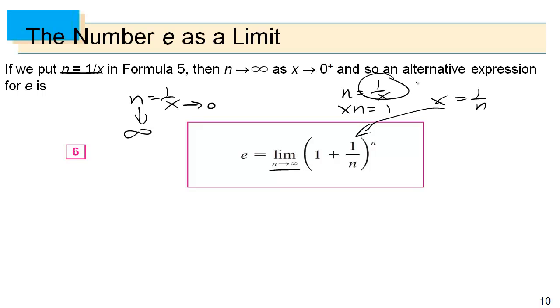And then of course it was raised to the 1, right, because originally it was 1 plus x. And then the original power was 1 over x, which now just equals n. So all we did was some algebraic substitutions, manipulations. And there is the other definition of e. So those are the two different ways that e is defined, with n's and with x's.